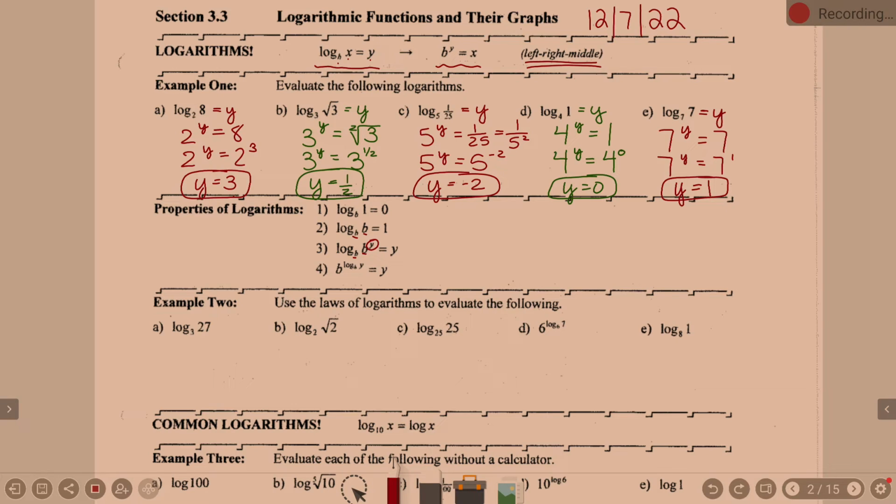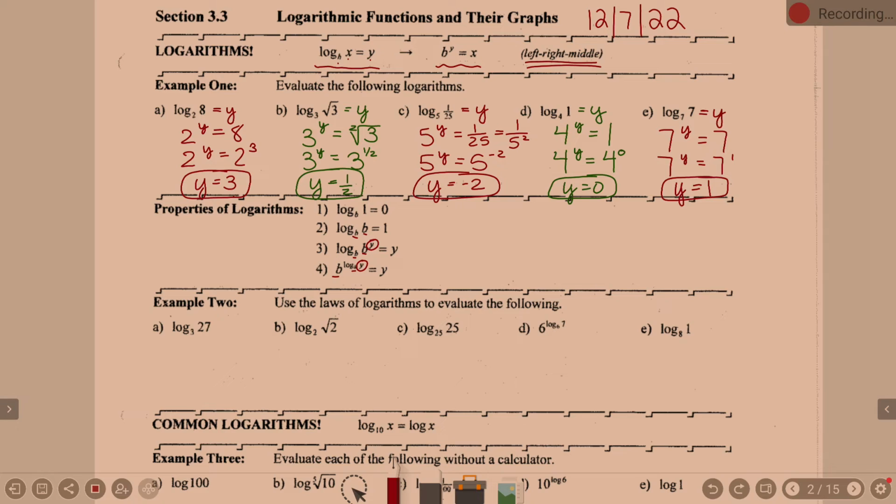These are shortcuts. And then property 4, we haven't done anything like it, but it says if you have a base b raised to a power of a log where the bases are the same, it's equal to the inside of the log, whatever that might be. We'll see an example like that in a moment.